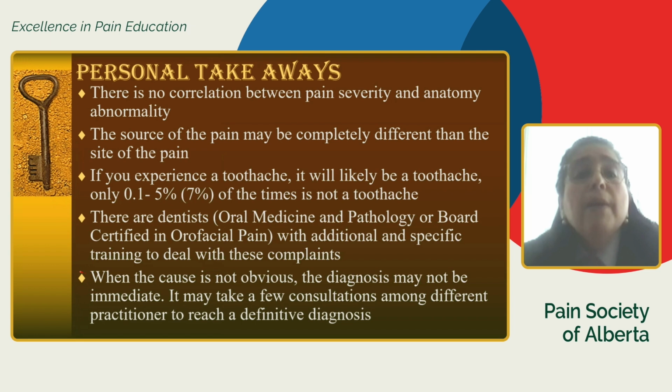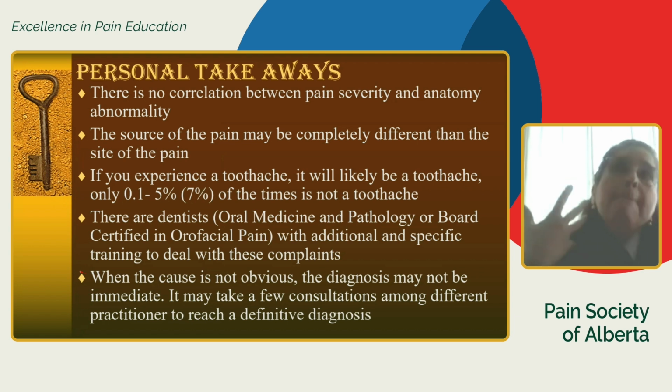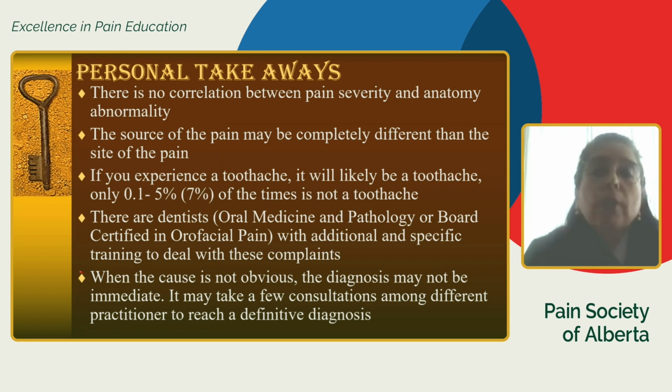So some very personal takeaways: there is no correlation between pain severity and anatomy abnormality. I showed you the case of cancer, the person could almost open the mouth normally, the pain was just mild to moderate, she was just unable to chew, that was the issue, right? The source of the pain may be completely different than the site of the pain. Again, it's the muscle, and you can feel it in the tooth, and sometimes you have the gums, and actually it's an immune condition in your body, right?